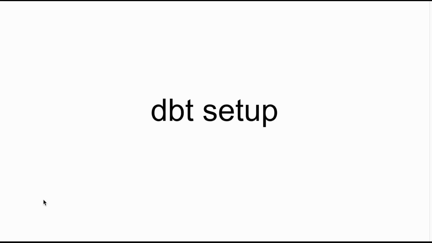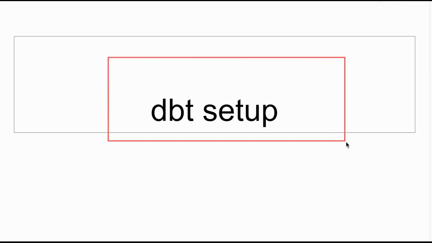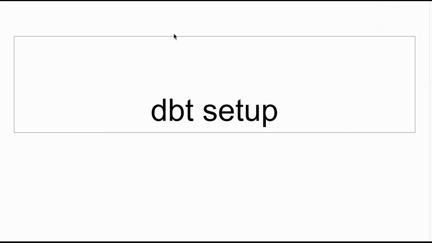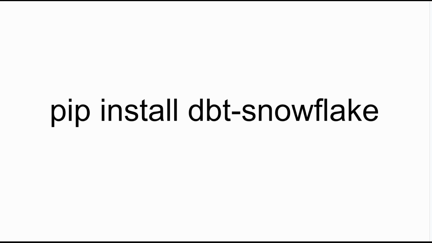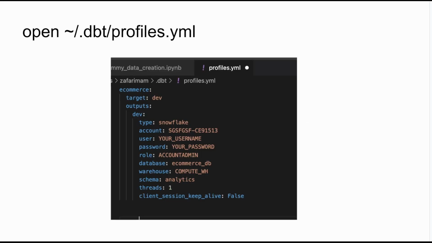Wonderful. I hope you didn't have any issue up to now. Now we come to a very crucial part, which is DBT setup. So for setting up DBT, first you need to write in your terminal pip install dbt-snowflake, because we will be using Snowflake here, right? Once you have done this, next thing you need to set up, and be very cautious while setting it up, it needs to be correct.